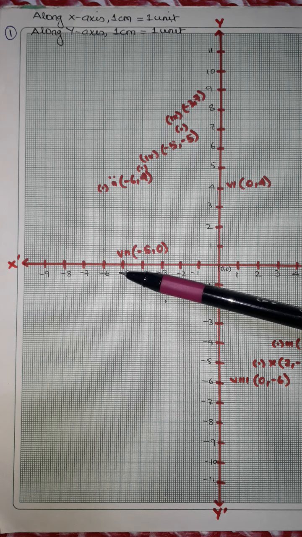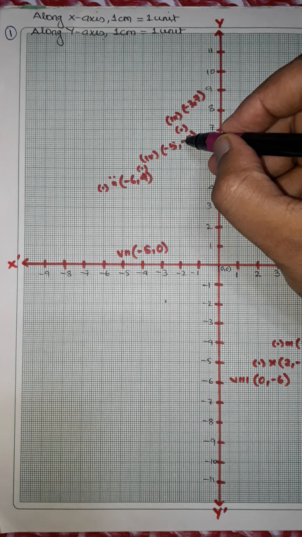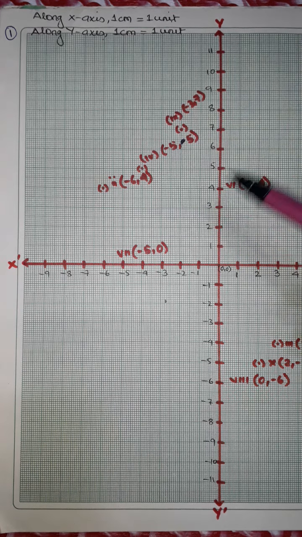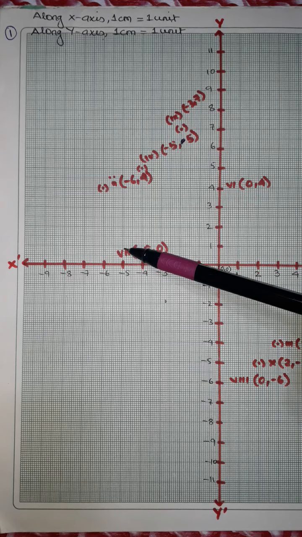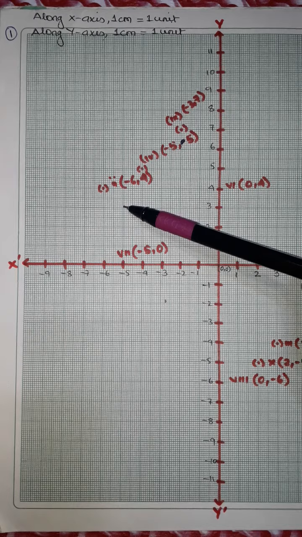Okay, minus 5 comma 5. This is minus 5 comma 5. Okay, so this will be minus 5, 1, 2, 3, sorry, 1, 2, 3, 4.